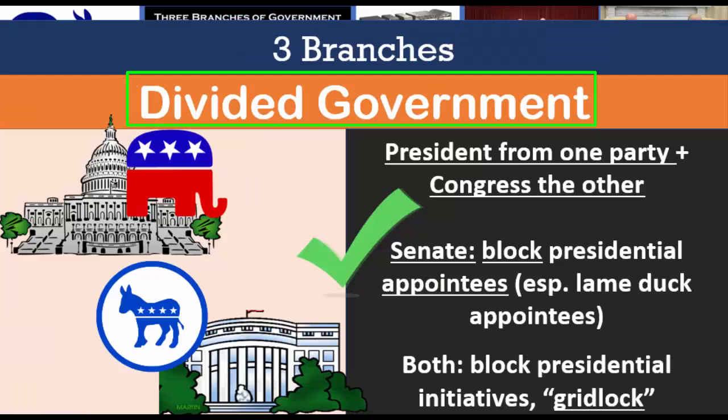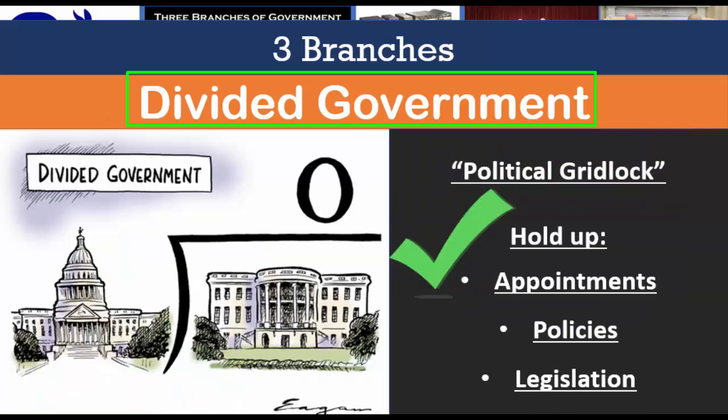So as we transition to the president, remember the concept of divided government where one party controls the White House and the other Congress. This often leads to political gridlock, holding up appointments, policy, and legislation, which has been a major problem as of late with our federal government.